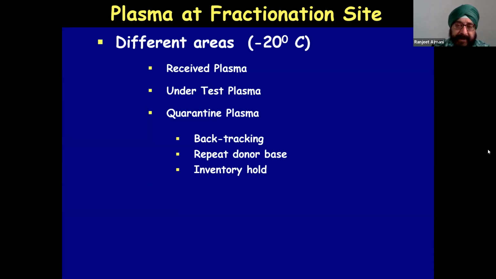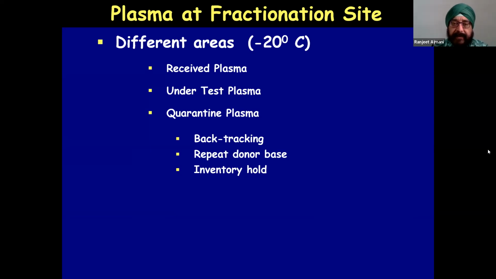So this is the backtracking system. Repeat donor base. It is very important, at least where there is source plasma collection, for example in the US, that if a person comes to donate plasma, let's say on January 1st, his plasma will remain under quarantine until the end of February, 60 days.